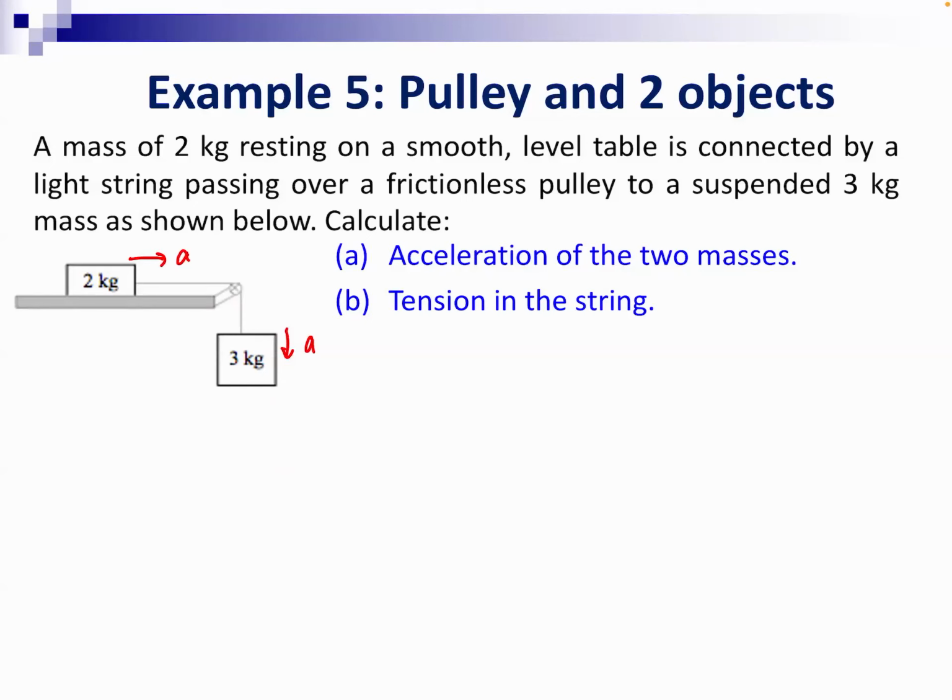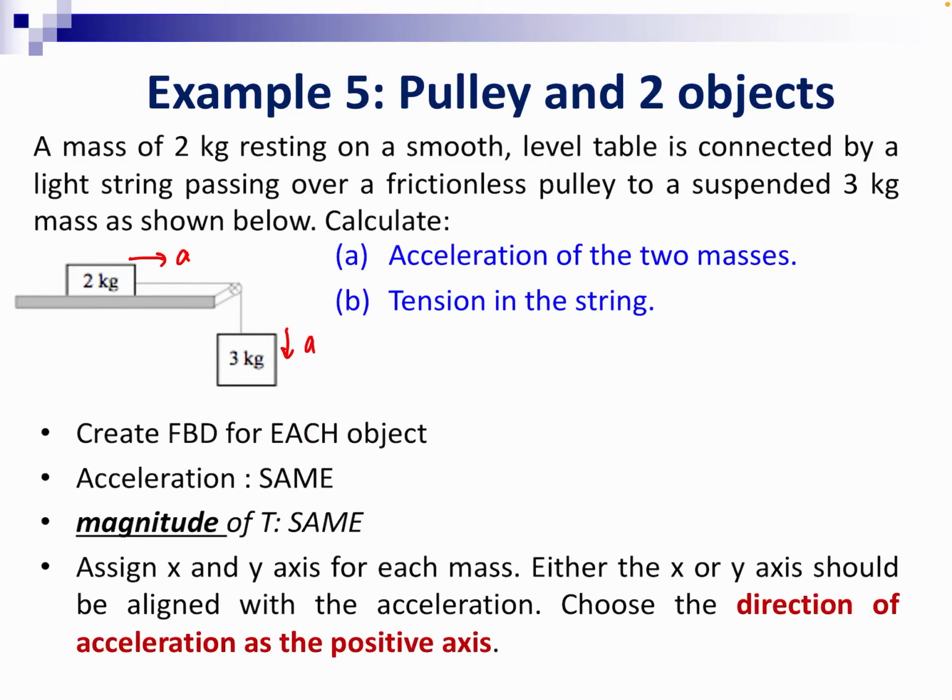Two objects will require two free body diagrams, so draw a free body diagram for each of the objects. This just summarizes what I showed in the previous slide. Just be conscious of the acceleration. Notice how the direction of the acceleration is different for each of these masses. So how do we set up our coordinate system for each of these accelerations? Let's look at that in the solution.